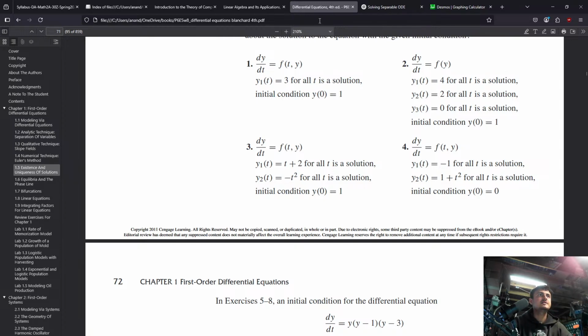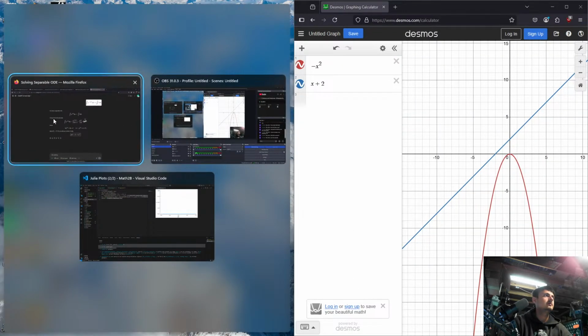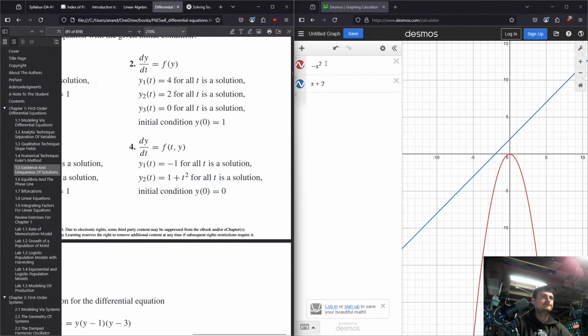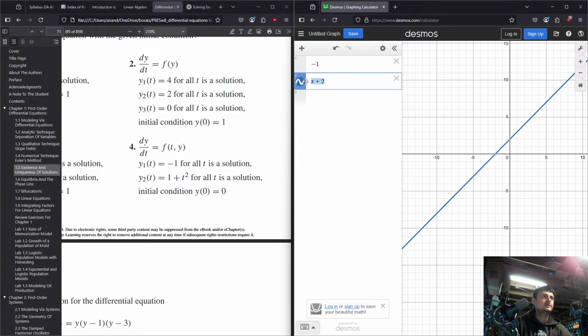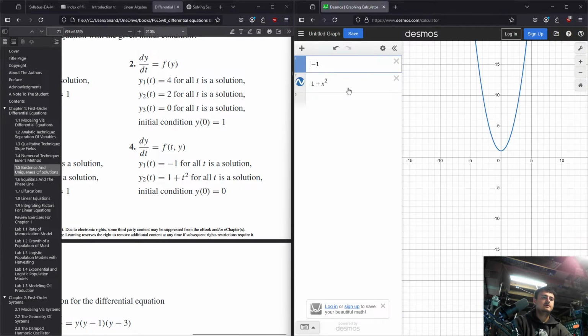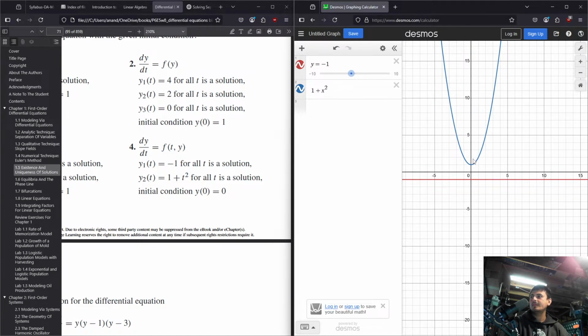Okay, so let's plot these again. Actually, here's what I'm going to do. Let's do this. And minus 1, and then 1 plus t squared. Okay, so, oh wait. Can we do this? Oh wait, no, this is going to be y is equal to minus 1. Just replace, yeah.